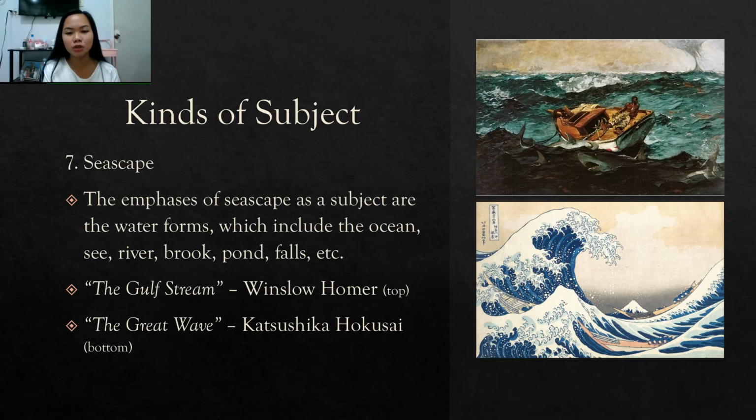So the first picture sa top, that is the Gulf Stream by Winslow Homer. And sa baba naman, that is the Great Wave by Katsushika Hokusai. So kani siya, famous ni siya actually ang the Great Wave of Kanagawa. Mao pa na siya yung other name sa Great Wave, the Great Wave of Kanagawa. So, clear kaayo na, the subject in these paintings is seascape. Okay, the kind of subject.